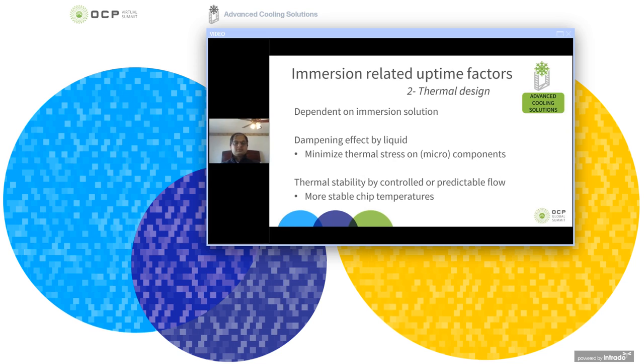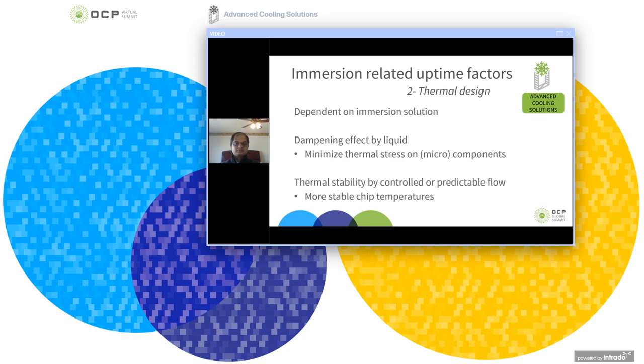A second uptime factor is the thermal design of the solution. This is also what the white paper focuses on, the white paper about IT optimization for immersion. And it's highly dependent on which type of immersion solution is chosen or is engineered for.